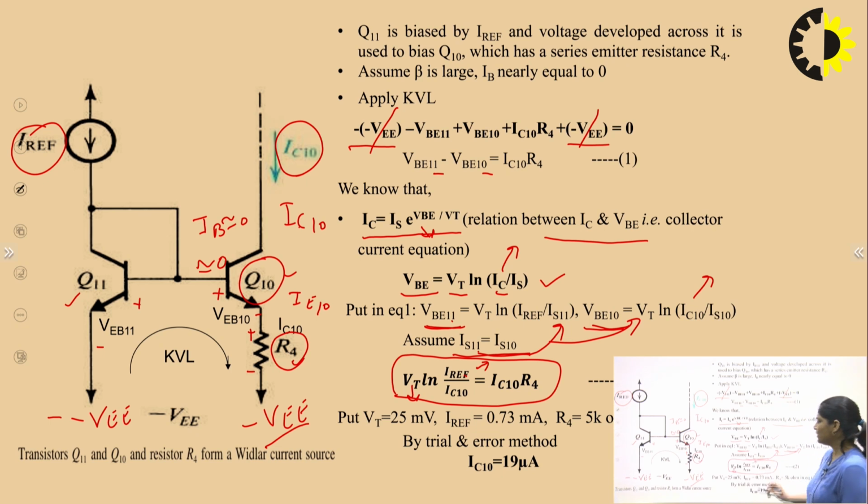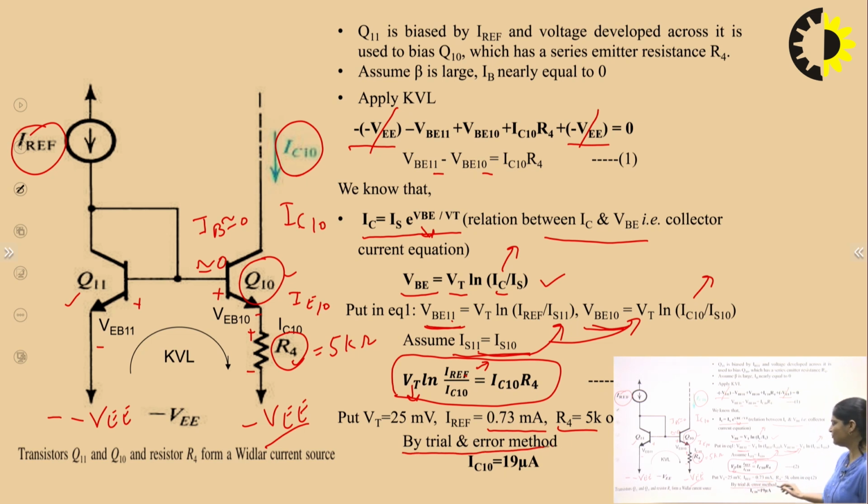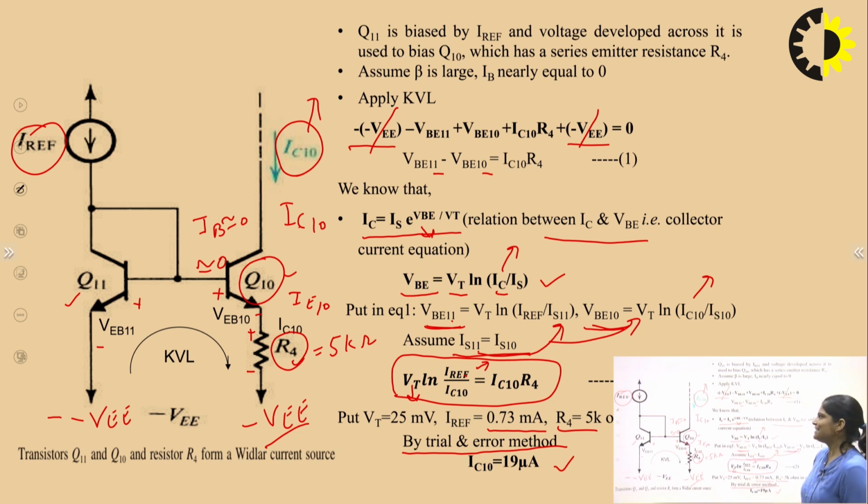I reference was already calculated in the previous slide, and it is equal to 0.73 milliampere. R4 is given in the circuit diagram and is equal to 5 kilo ohm. This value is given in the internal structure of the operational amplifier. Putting all these values in the equation, by trial and error we find IC10 is equal to 19 microampere. This is the DC analysis, calculating terminal currents for transistors 11 and 10. We get IC10 of 19 microampere, which is the biasing current to the input stage.